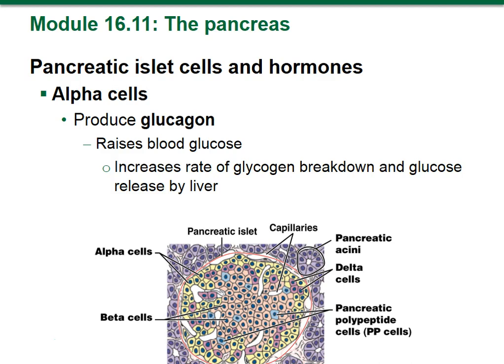Now within the islet, we have alpha cells, and an important hormone that they produce, glucagon. They raise your blood glucose, so they increase the rate of glycogen breakdown and glucose release by the liver. Again, this is going to be needed when you need energy.